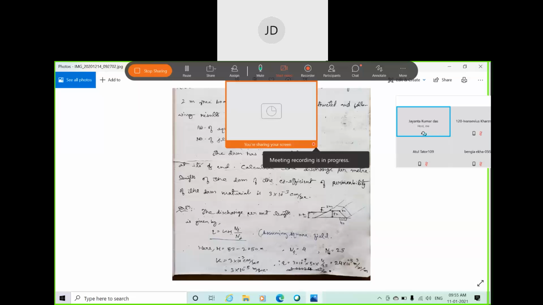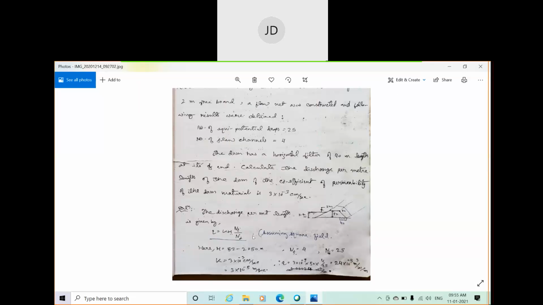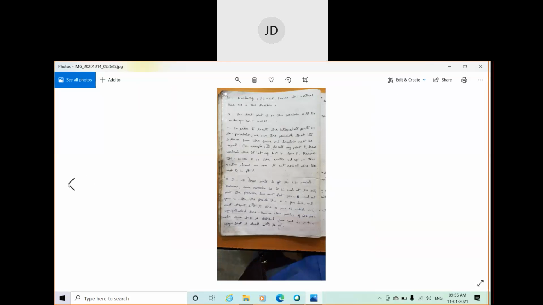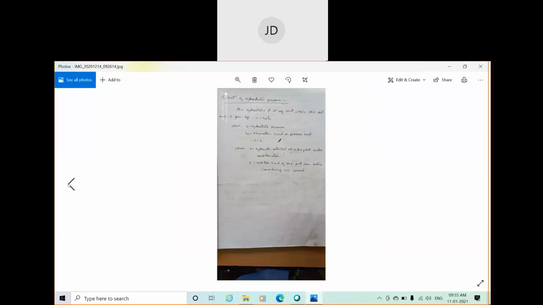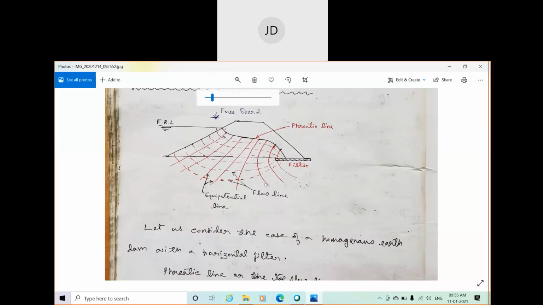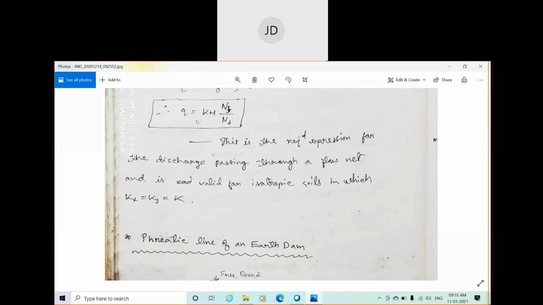One more thing I just want to share here. Let me go backward. Here you are seeing in this equation Q is equal to KH NF by ND. It is written here as the required expression for discharge passing through a flow net, and it is valid for isotropic soil in which KH equal to KY equal to K.